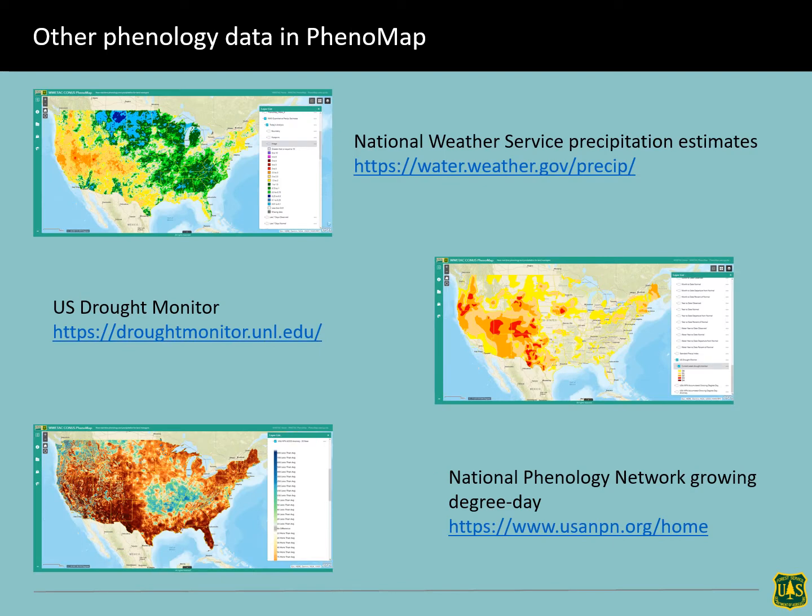PhenoMap has several other map data services that are related to phenology, including quantitative estimates of precipitation for the past 24 hours, the past week, and the past 2 weeks, and normal and departure of normal precipitation products. The weekly U.S. Drought Monitor, which undoubtedly most of you are familiar with, and Standard Precipitation Index are also presented in the map, as are accumulated growing degree day data from the National Phenology Network.